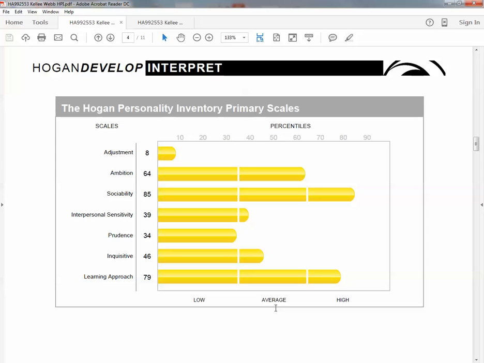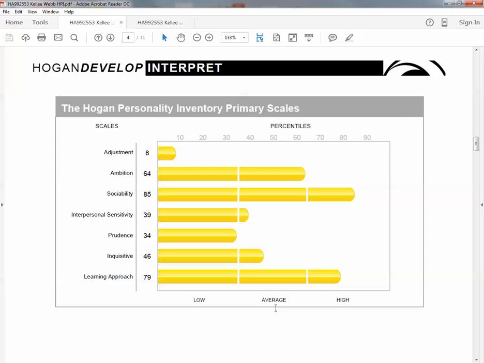Ambition is exactly what you think it might be. High scores tend to be more competitive. Low scores tend to be maybe more quiet, maybe less assertive in driving things forward. And again, somebody who is right in the middle is going to tend to work well with people on both ends of ambition.